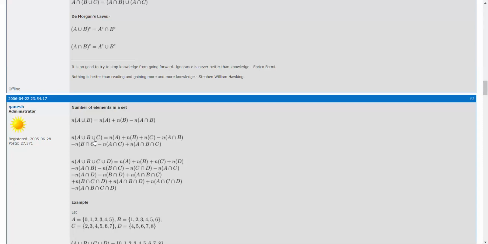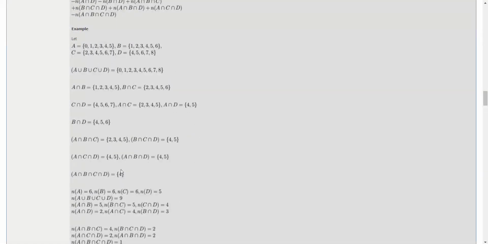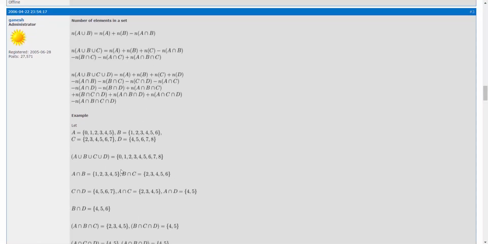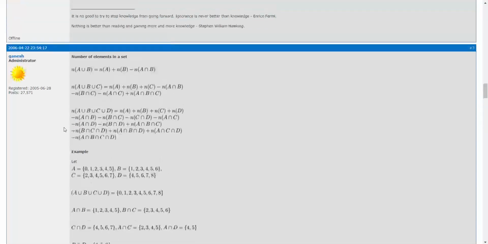So for A, B, C: minus A intersection with B, B intersection with C, and A intersection with C, and plus A intersection with B intersection with C. It's pretty weird stuff. And why are you doing this? Oh, okay, so we've got some examples here. These examples prove the formulas up here.